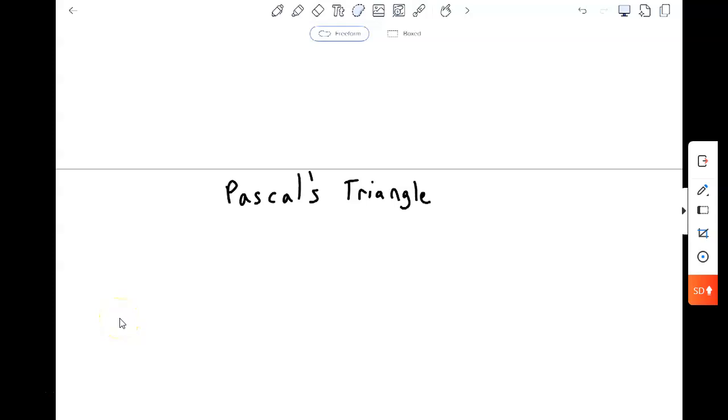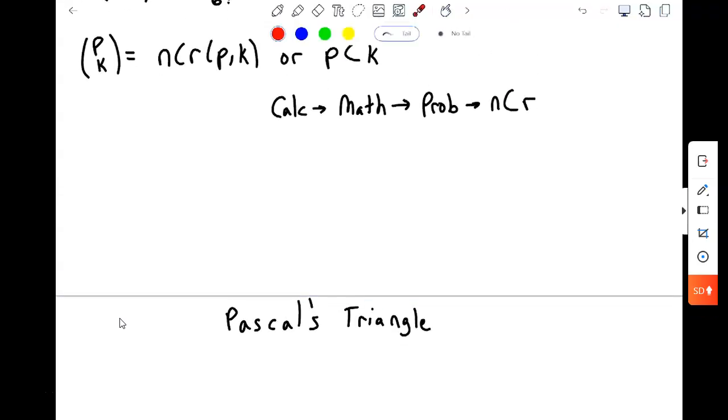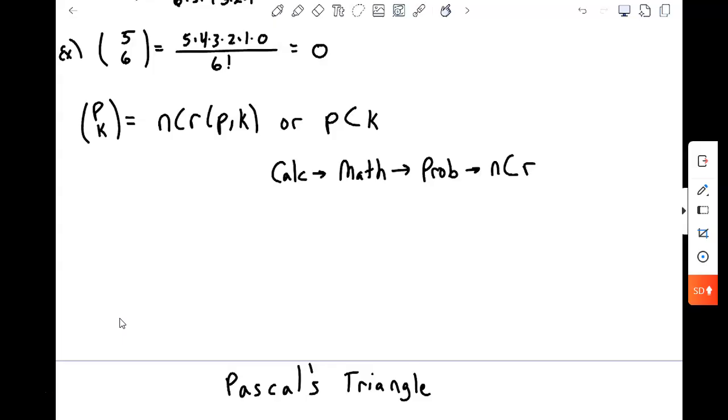Before we get to the binomial theorem, we want a quick and easy way of computing some of the values for the binomial coefficients. So we're going to talk about a device that we can use known as Pascal's triangle. First, in the last video, I mentioned how to use your calculator.